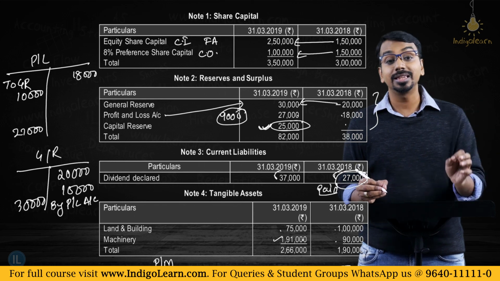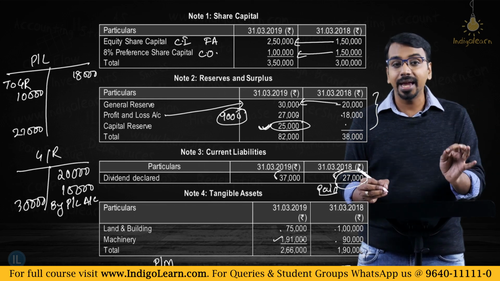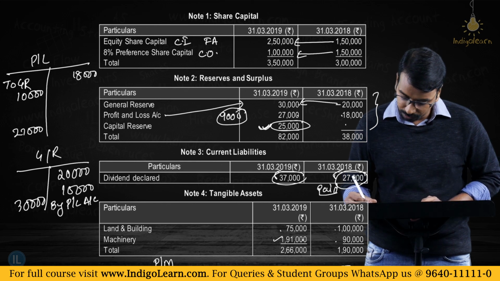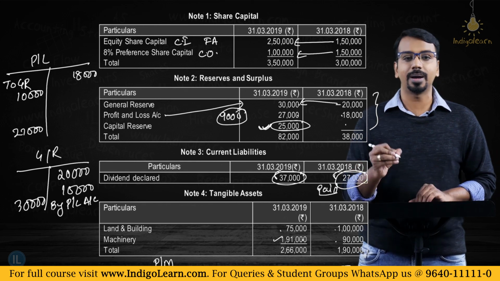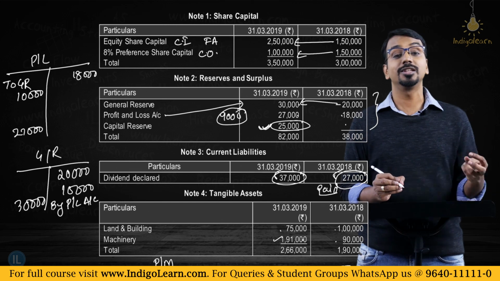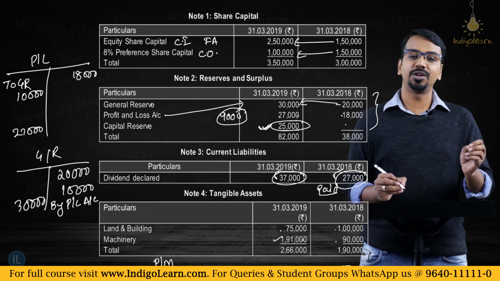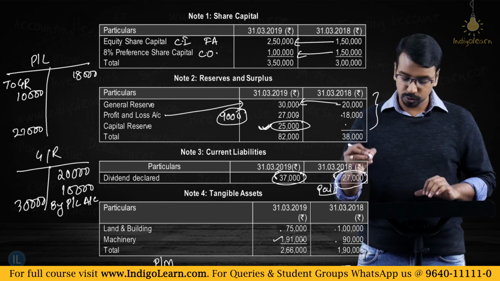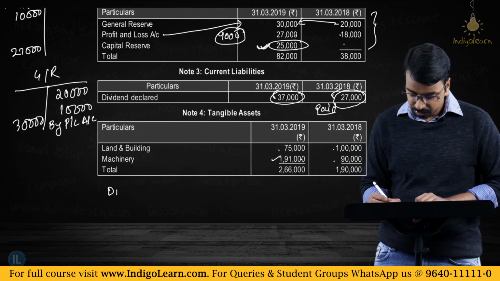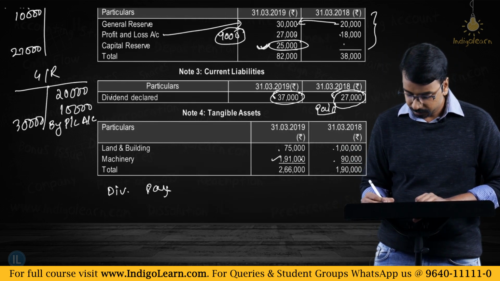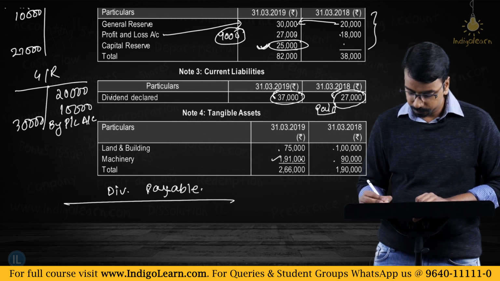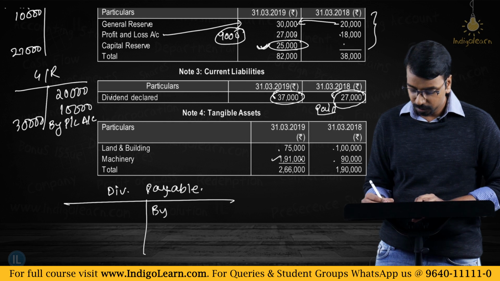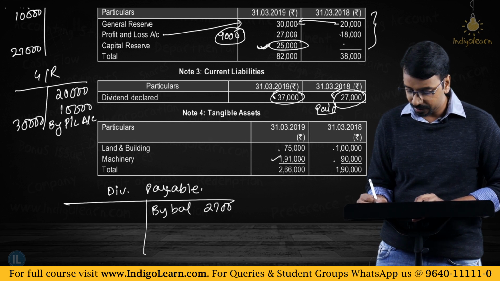Apart from this, 10,000 of interim dividend has been paid in the current year as interim dividend, and this 37,000 whatever is shown as the closing balance as on 31st March 2019, this would have been the closing balance of dividend payable which has been provided in the current period, right? So if you draw up a dividend payable account, now this is not required in your answer, this is just for our understanding. You had a balance of 27,000.